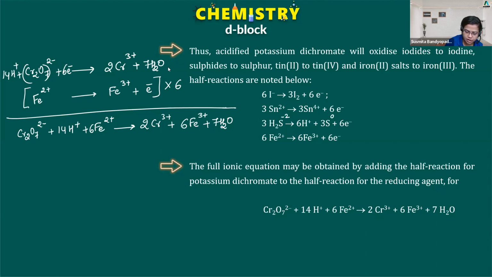Followed everyone? Any doubts? Since Fe2 plus to Fe3 plus is only a 1 electron loss and 6 electron gain, to equalize the number of electrons lost and gained, I have cross multiplied and I've got this. So in this way, the other equation needs to be taken care of when you go to redox balancing. Otherwise, in inorganic, you should know iodide to iodine, Sn2 plus to 4 plus, H2S means sulfide to sulfur, Fe2 plus to 3 plus, as I just now mentioned. Fine.